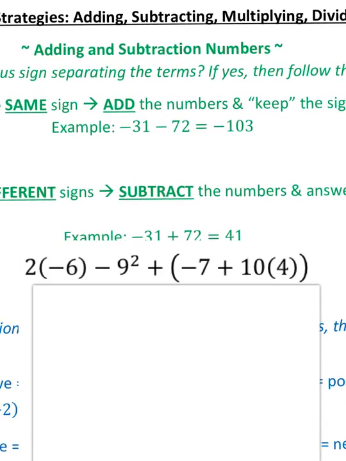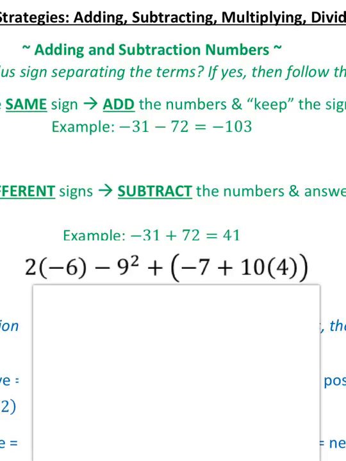We have 2 numbers, negative 31 minus 72. When I look at these 2, I see that a subtraction sign is what is separating the terms. And since that is a subtraction sign, that doesn't mean you're going to subtract. It just means you're going to follow the green rules. So when you get to the green rules, ask yourself, do the numbers have the same sign, or do they have different signs? They have the same sign.